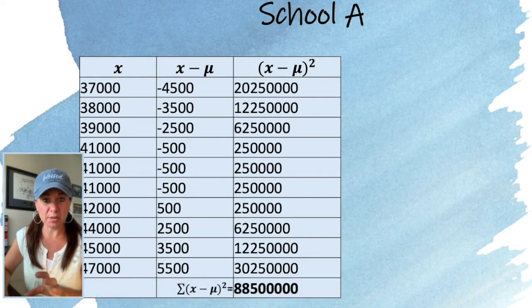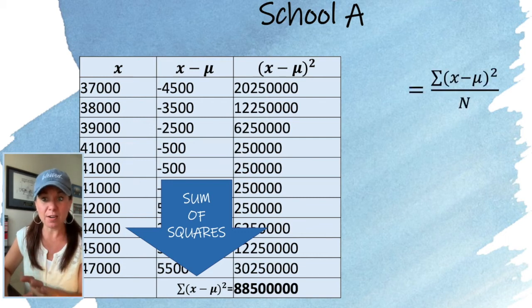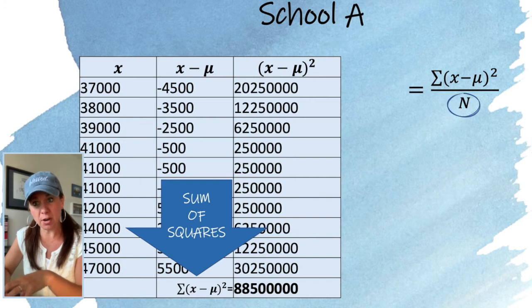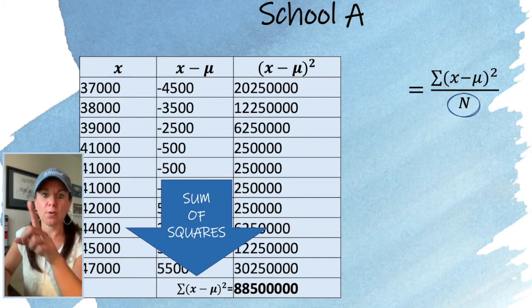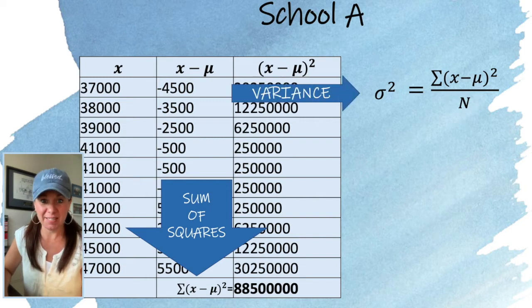So we add all those numbers up, and this is called a sum of squares, okay? Now we're gonna take the sum of squares and divide it by the number of salaries. That's what N stands for, the number of data points you have. Okay, now this is called sigma squared, okay? Sigma squared, and this is the variance.